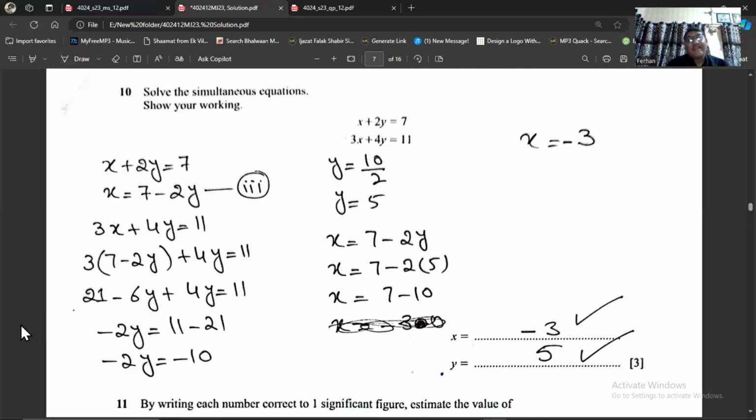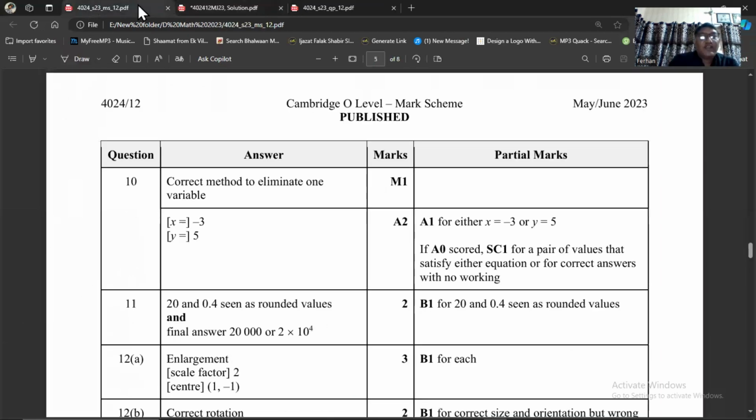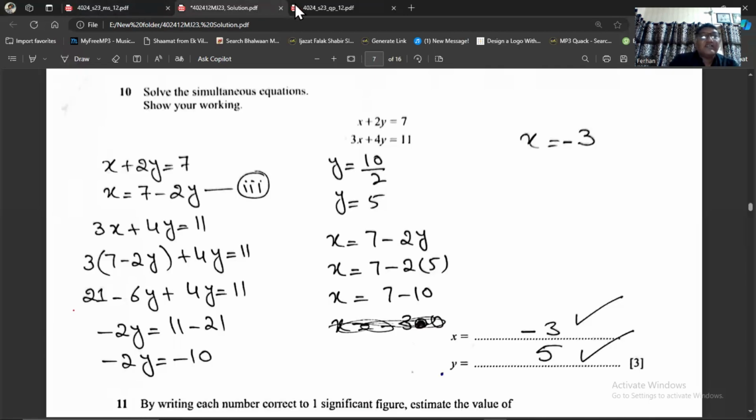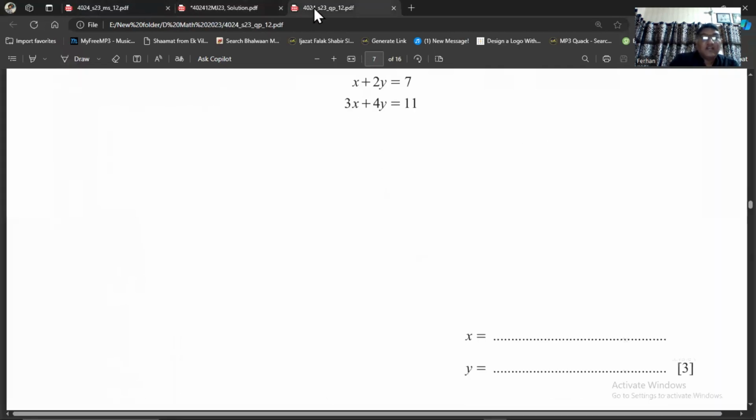So 7 minus 10, and that is minus 3. So the x is equal to minus 3, and the y is equal to 5. Minus 3 and 5, that is the right answer, sir. This is how question number 10 is done.